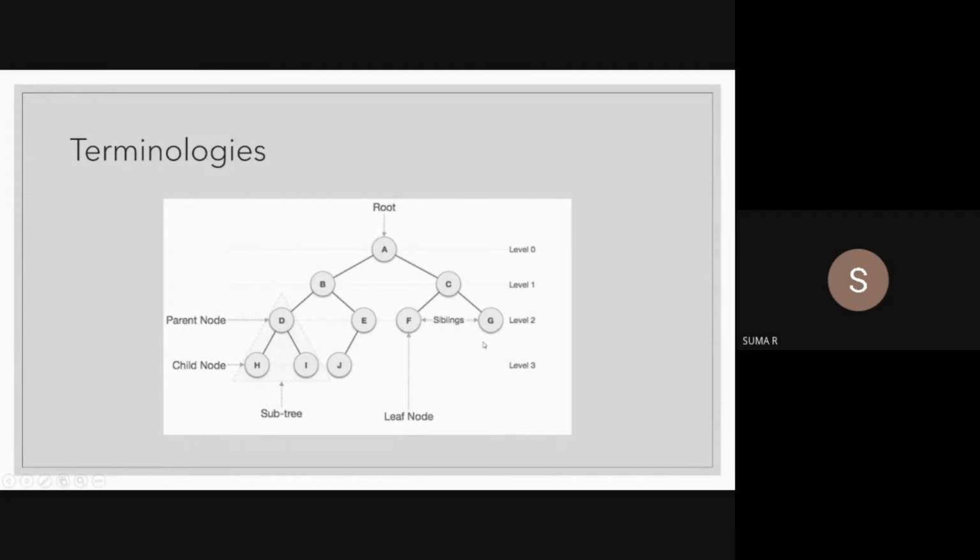If a node has no children, it is called as the leaf node. So F is a leaf node, G is another leaf node, J, I, H, all these are leaf nodes.